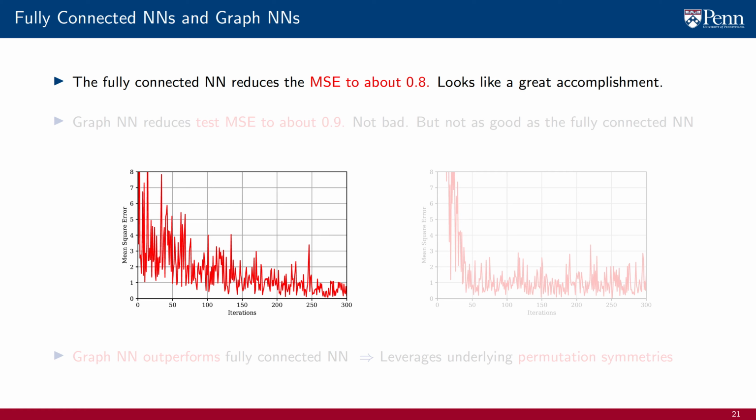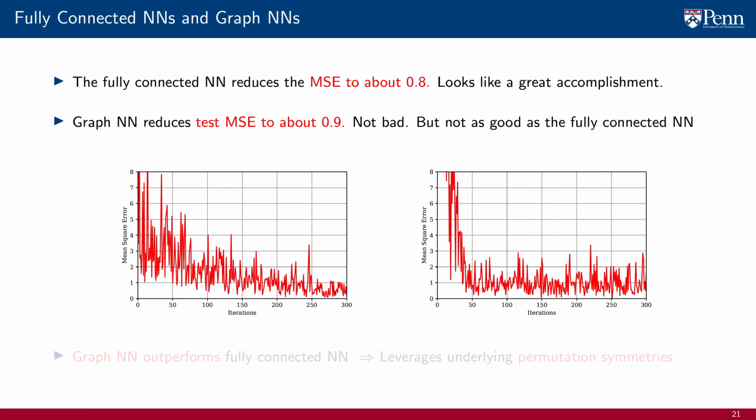When we look at the comparison of fully connected neural networks and graph neural networks, the fully connected NN reduces the training MSE to about 0.8. This looks like a great accomplishment, particularly when we compare it with the training MSE of the graph neural network, which is reduced to about 1.